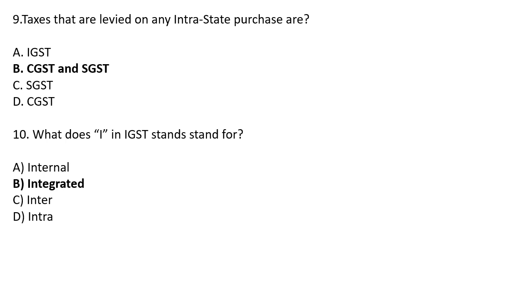What does I in IGST stand for? Option A internal, option B integrated, option C inter, option D intra. The correct answer is option B integrated. The I in IGST stands for integrated.